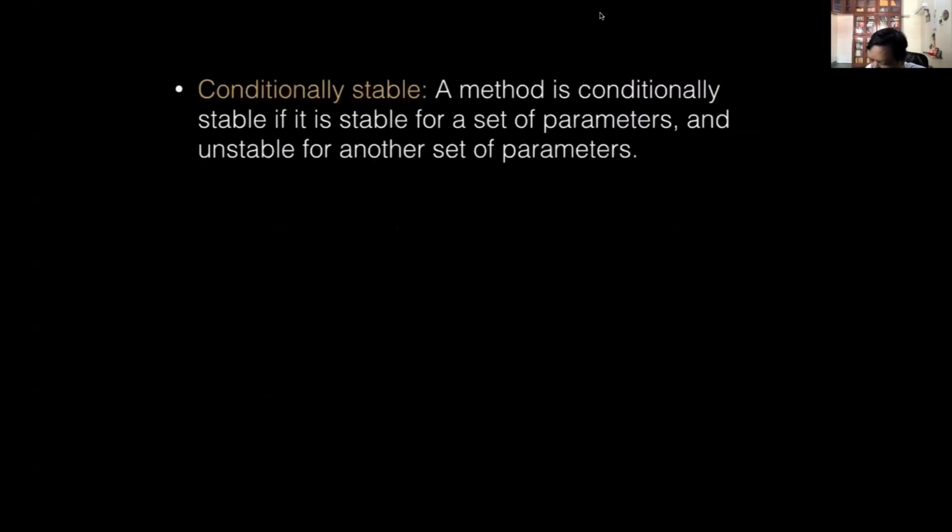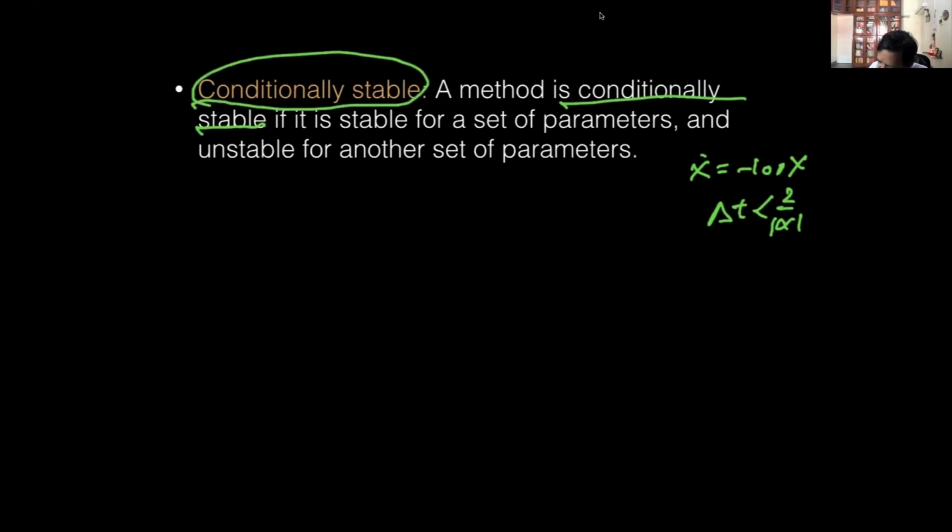Now, we can define it further. It's conditionally stable if it is stable for some parameter and unstable for some other parameter. So x dot is minus 100x is conditionally stable because for delta t less than 2 by mod alpha it is stable, but beyond it is unstable. So this Euler forward scheme is conditionally stable for this equation.